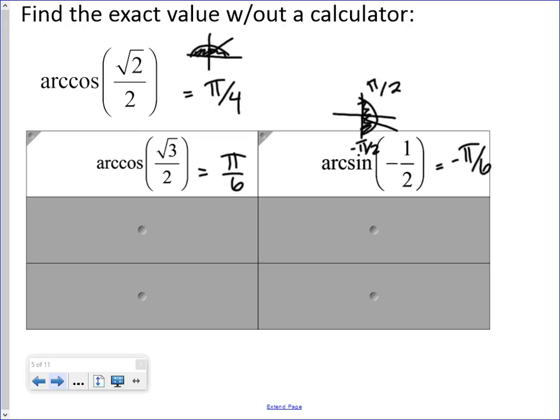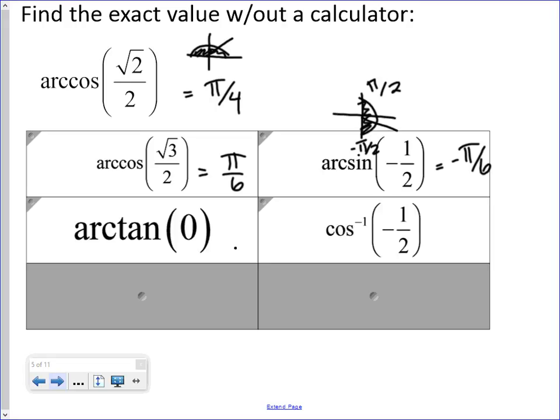Okay, excellent. I'm going to have you guys talk about 2. Arctangent of 0, and arc cosine, or inverse cosine, of negative 1/2.